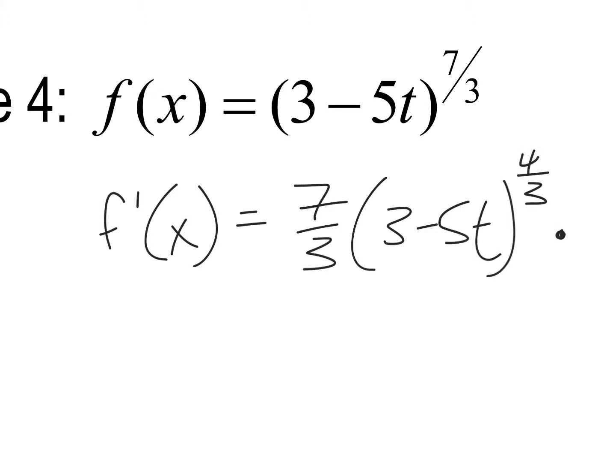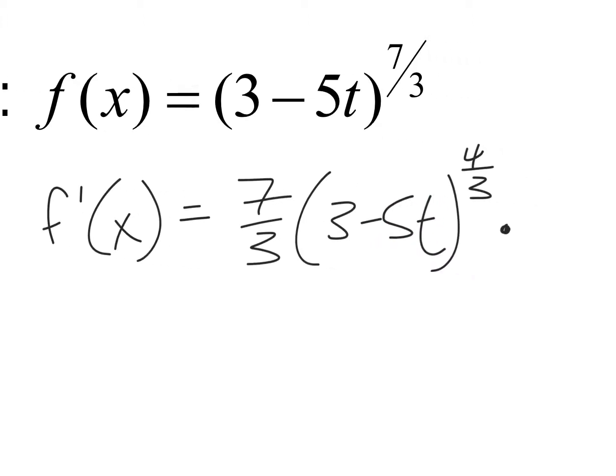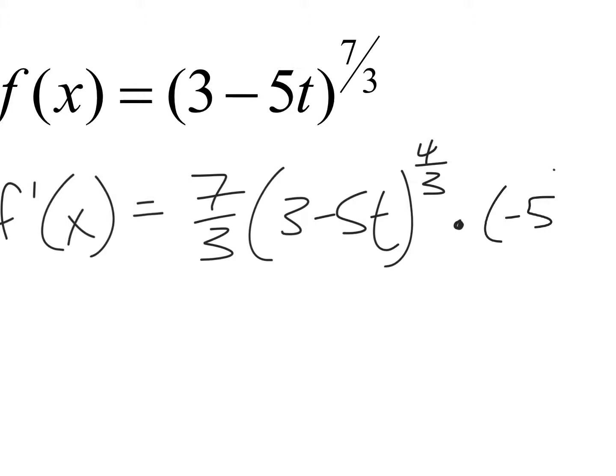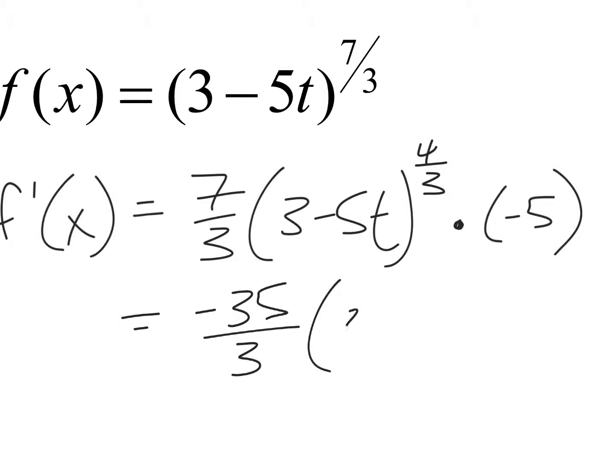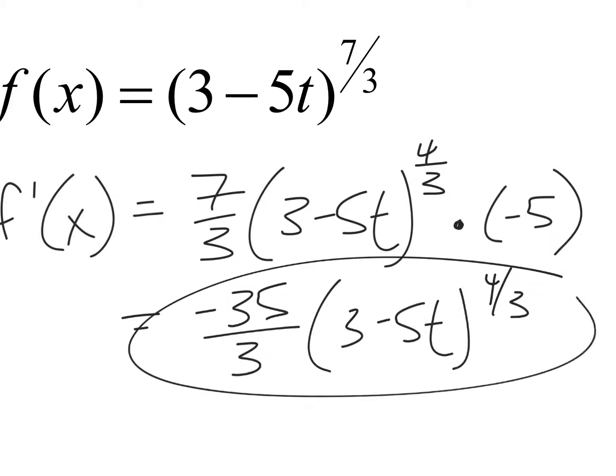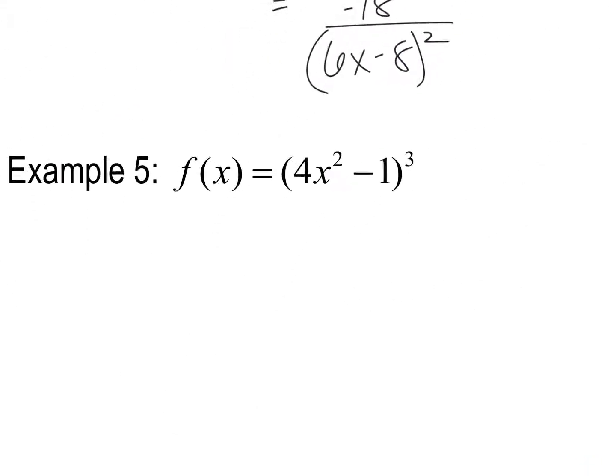And now I need to multiply by the derivative of the inside. What's the derivative of this? The derivative of a whole number is just 0. The derivative of this part is just -5. So I'm going to multiply here by -5. Okay, that's the chain rule, and that's because the derivative of the inside of the parentheses here is -5. So that's what goes here. Now to simplify, I can multiply 7/3 times -5, which gives me -35/3 times 3 minus 5t to the 4/3. There we go. Let's do just a couple more here.